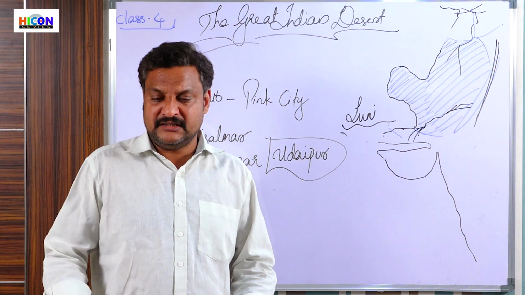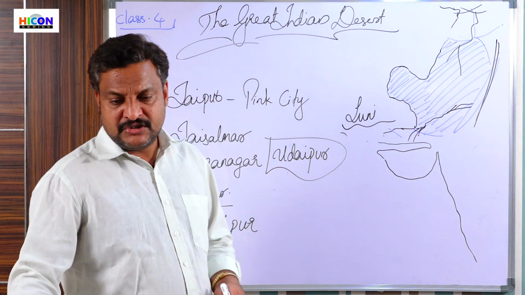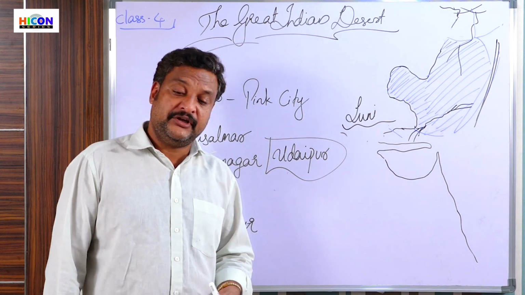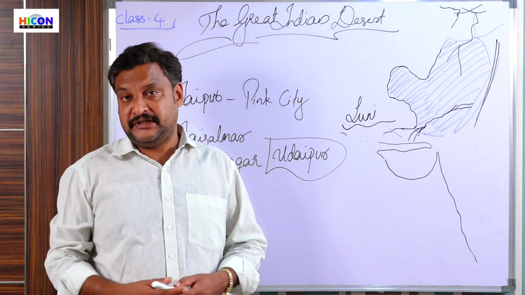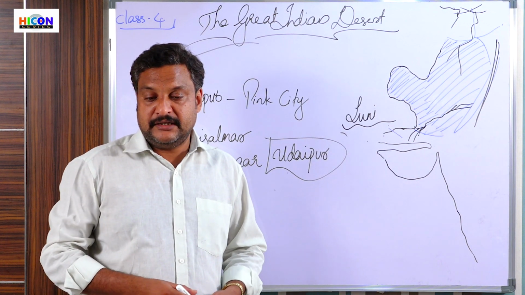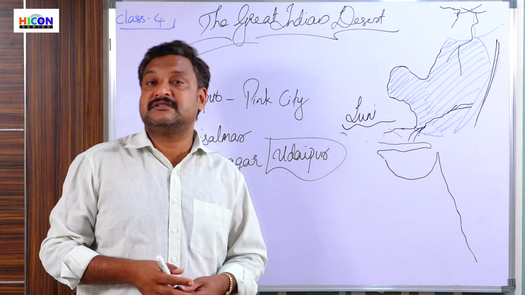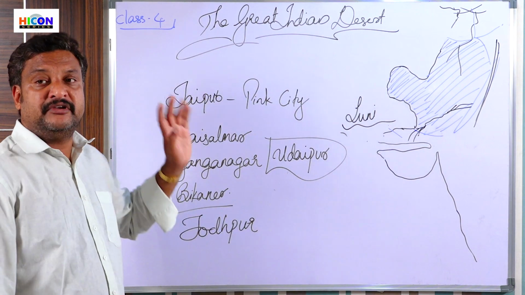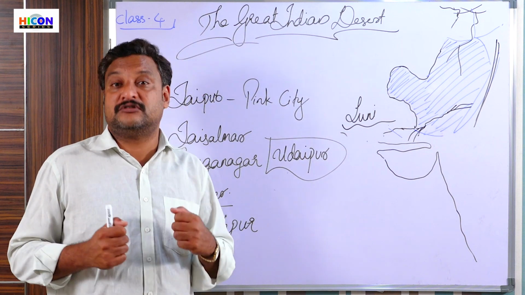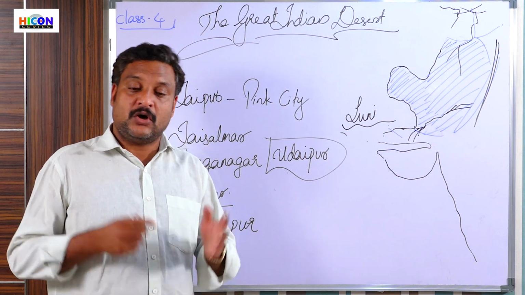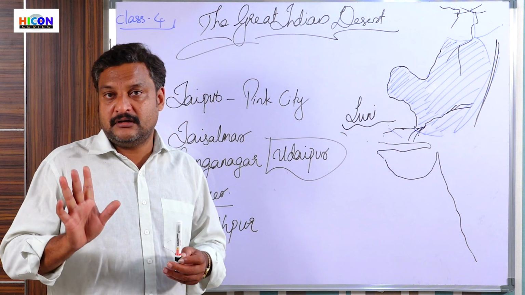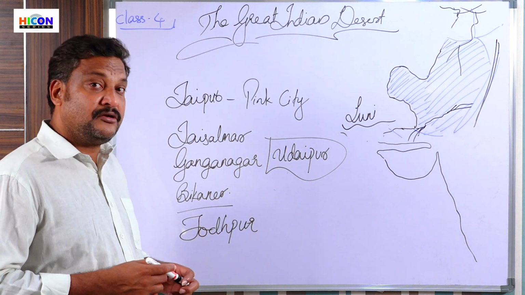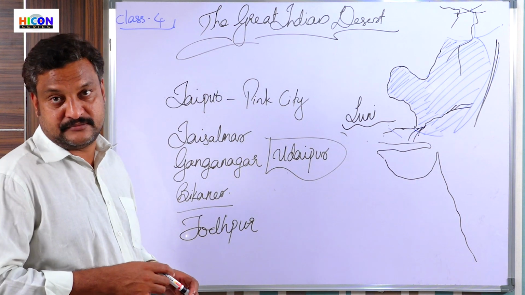Then we have so many other famous tourist attractions like Hawa Mahal, a very huge pink colored building. Hawa Mahal is there. Then palaces are very famous in Rajasthan. When we go to places like Jodhpur or Jaisalmer, we can find a lot of palaces and forts especially. Right? So all these are major tourist attractions.